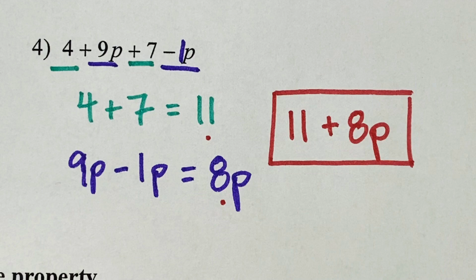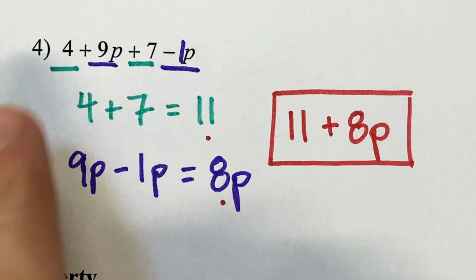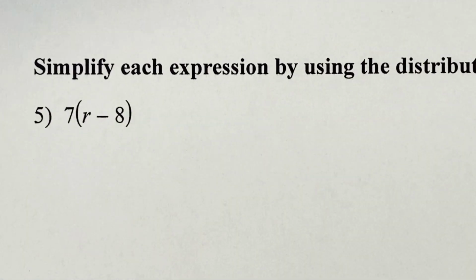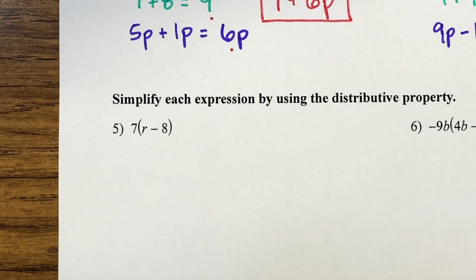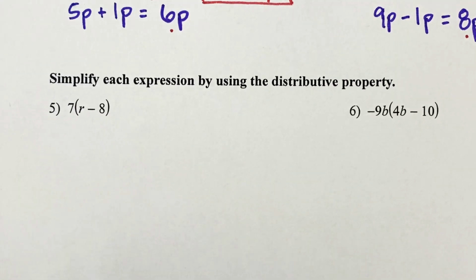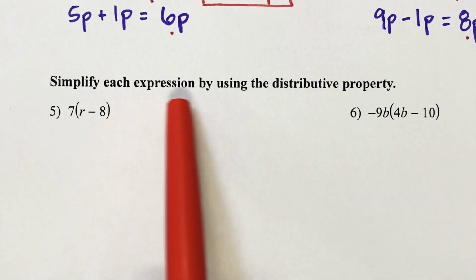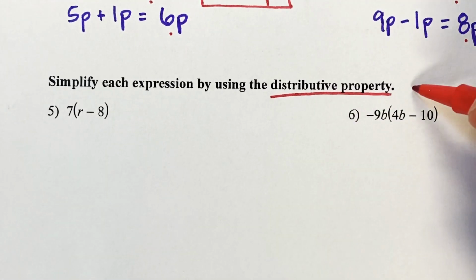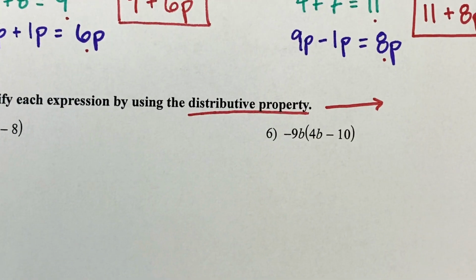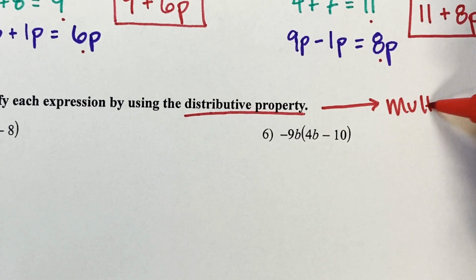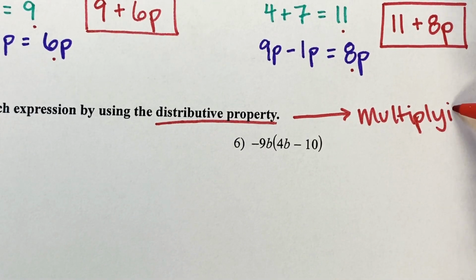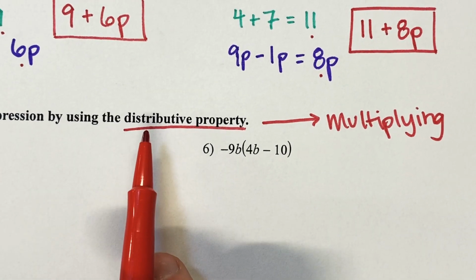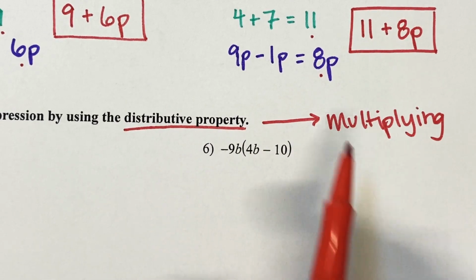Okay, beautiful, you guys. So 1 through 4, we were just combining like terms. Okay, so let's look at number 5. Let's zoom out and read the directions. It's telling us to simplify each expression by using the distributive property. What are we doing when we are distributing? Distributing equals what? We are always multiplying. So when we're using the distributive property, we are multiplying.